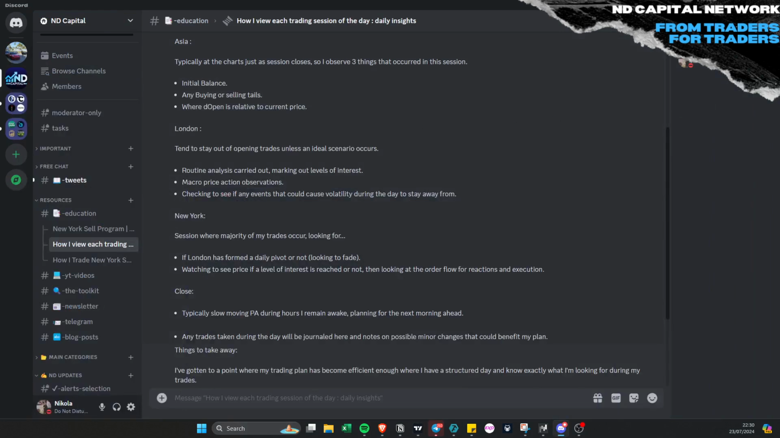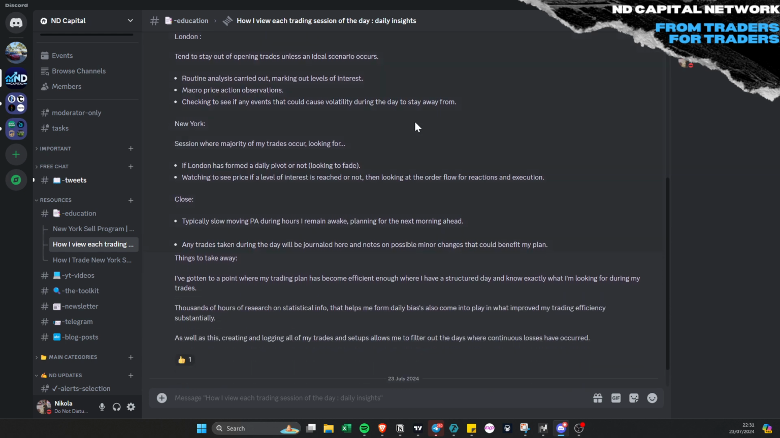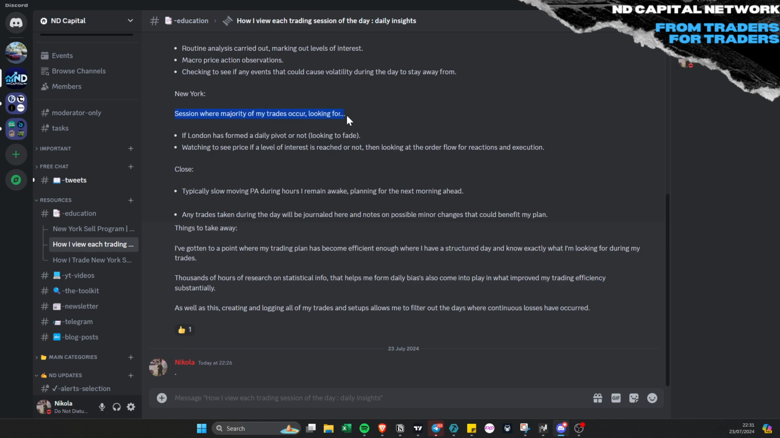Now, second, London. I tend to stay out of opening trades unless an ideal scenario occurs. In this time, I would do my routine analysis. I would observe price, and I would check if any events occur that could cause volatility during the day to stay away from. And during New York, this is where I do most of my trades.